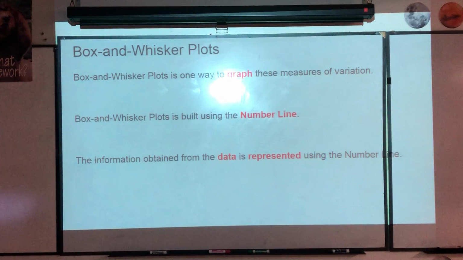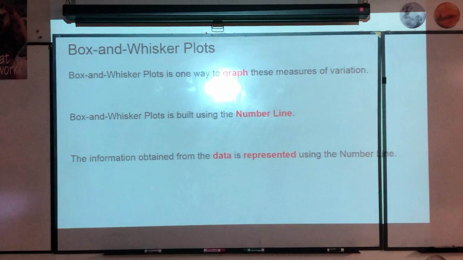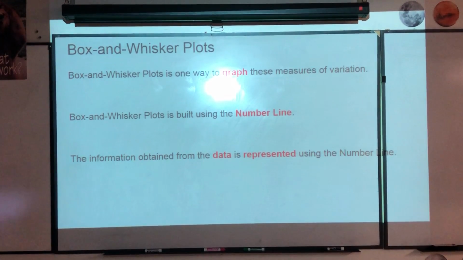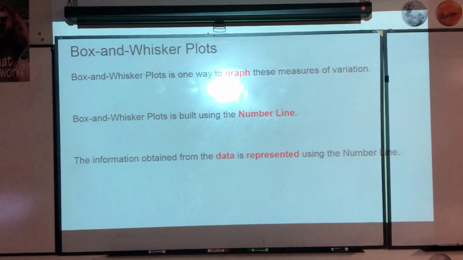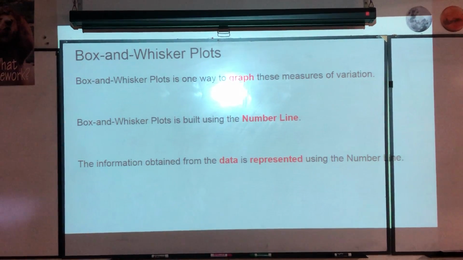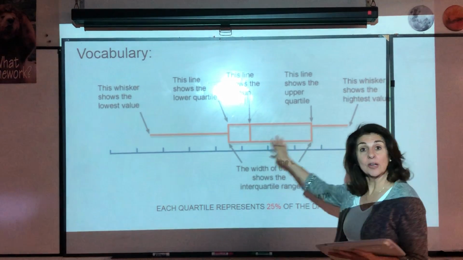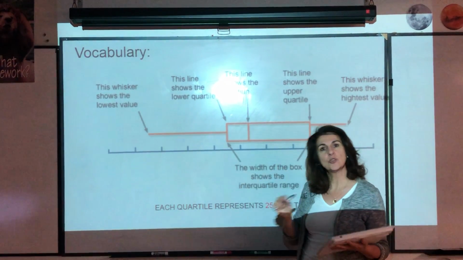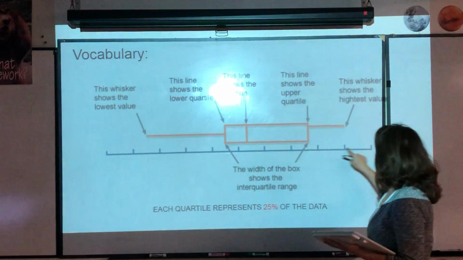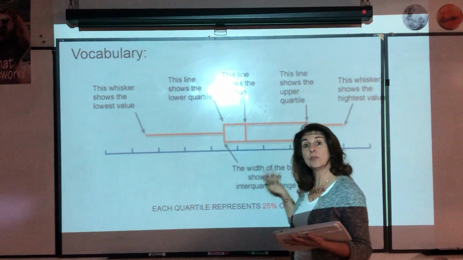And how do we graph it? We graph it using the number line. So it is very important to remember how to use the number line. So the information that we obtain from the data is going to be represented using the number line. So here we go. This is the vocabulary, or this is how we are going to represent our new information. So this here is our number line. This one here has no numbers just because I am showing you the vocabulary.